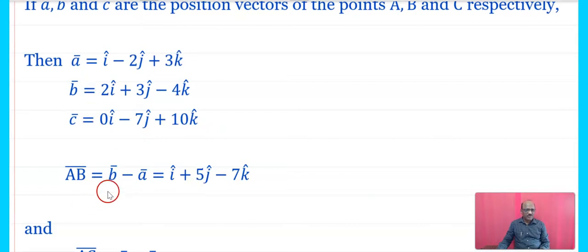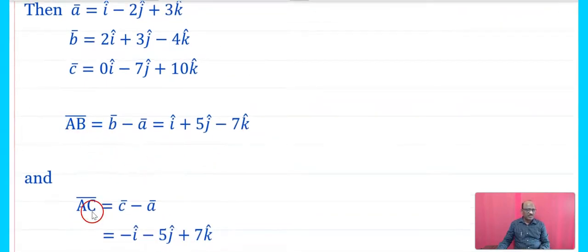Find out AB bar, that is b bar minus a bar. Then you will get 3i cap, 3j cap minus in bracket minus 2j, that minus and minus will become plus. Then here you will get 5j cap minus 4k cap minus 3k cap, that is minus 7k cap. And this is the AB bar.